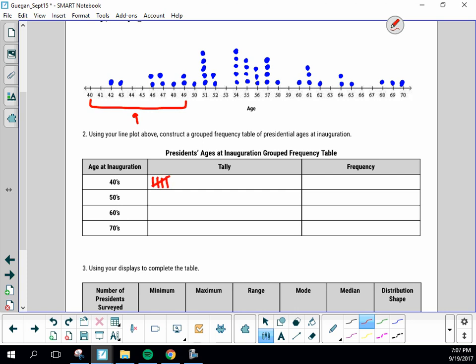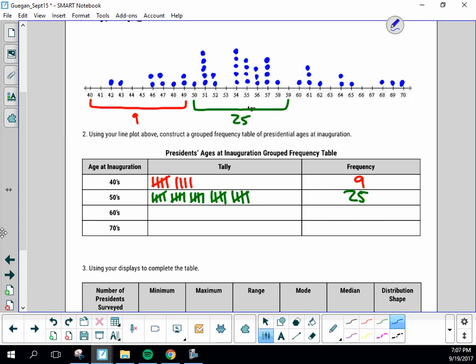As tally marks, that would look like this. Remember to put the cross tally through groups of 5. Our frequency should be 9 over here. Okay. For presidents inaugurated in their 50s, there are 1, 2, 3, 4, 5, 6, 7, 8, 9, 10, and on up through 25 presidents who were inaugurated in their 50s. Put that right there. There's 20, and there's 25 presidents.